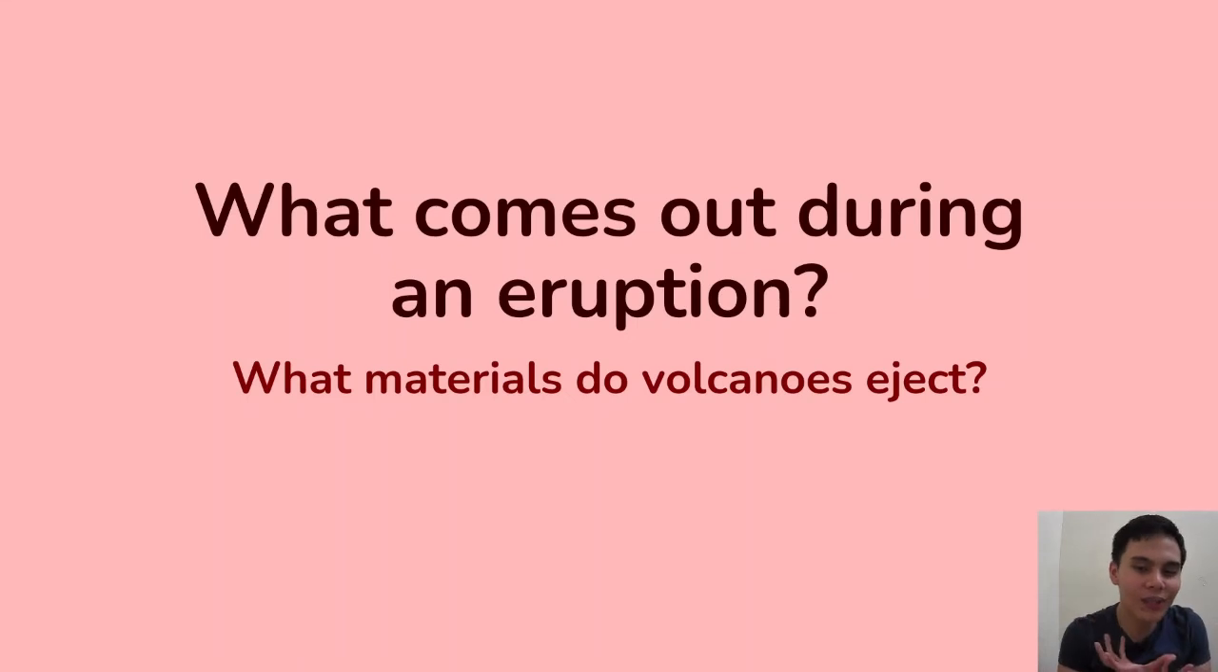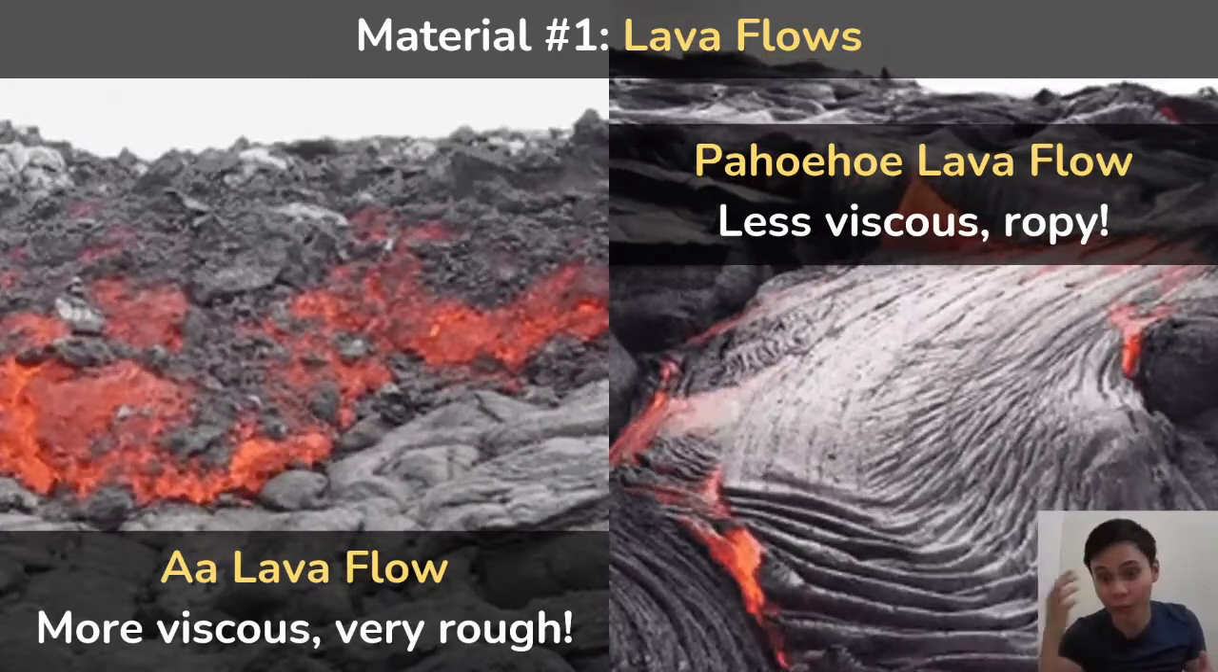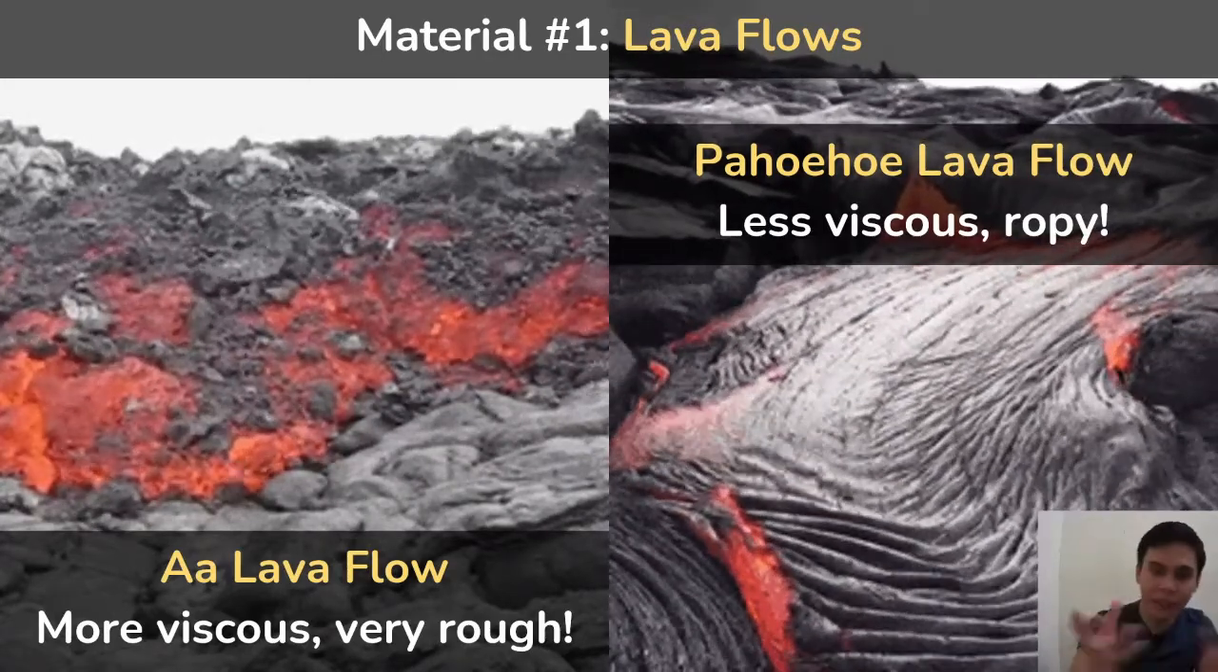So what comes out during an eruption? What materials do volcanoes eject? When a volcano erupts, these are some of the things that come out. First, of course, your lava flow. There are three main types of lava flow.